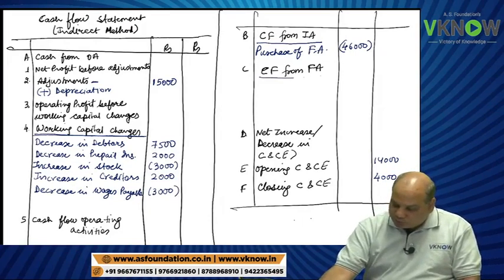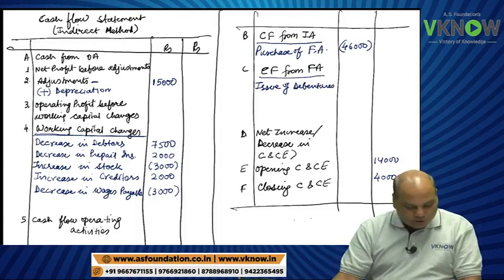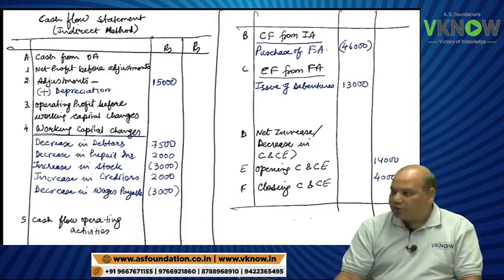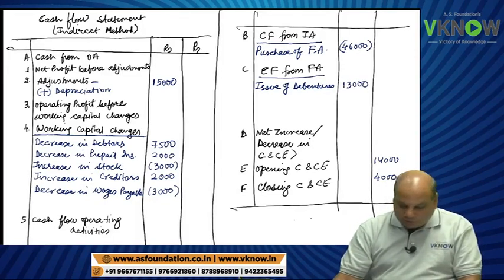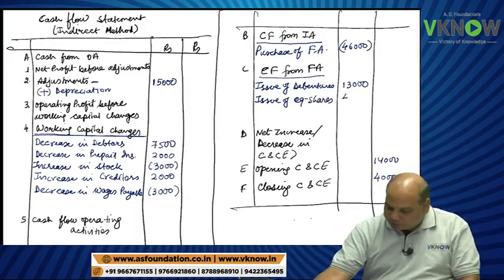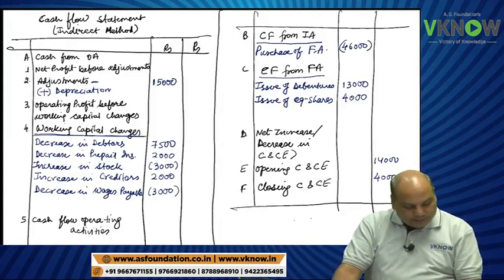Debenture issued, cash flow from financing activity. Issue of debenture, 13,000. Same like earlier one. Issue of equity share. Financing activity and investment activity presentation is same. Retained earning not required. Retained earning, total assets and liabilities not required.